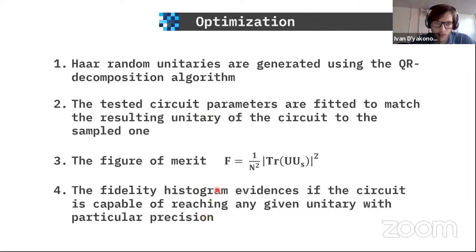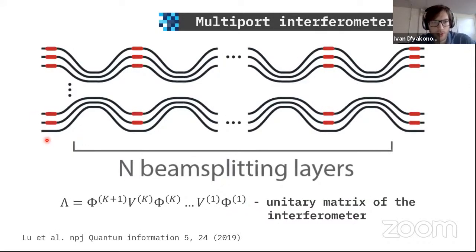So what we have done is develop an optimization procedure which samples random unitaries using a quite simple algorithm. Then we use some kind of architecture, which I will describe further, to test its performance for sampling the random unitaries and to fit them with the parameters of this architecture. We built the fidelity histogram as evidence that our circuit is capable of reaching any given unitary with some particular precision. What we tried first was a quite naive generalization of the balanced beam splitter, which has n ports on the input and n ports on the output.